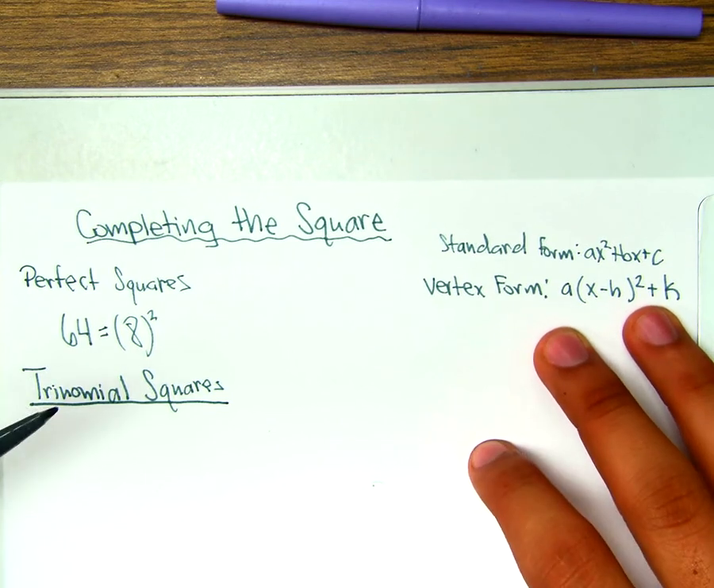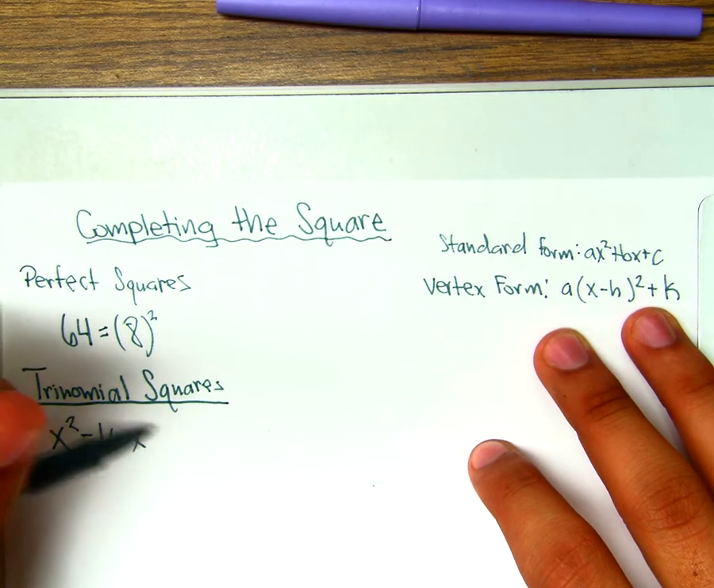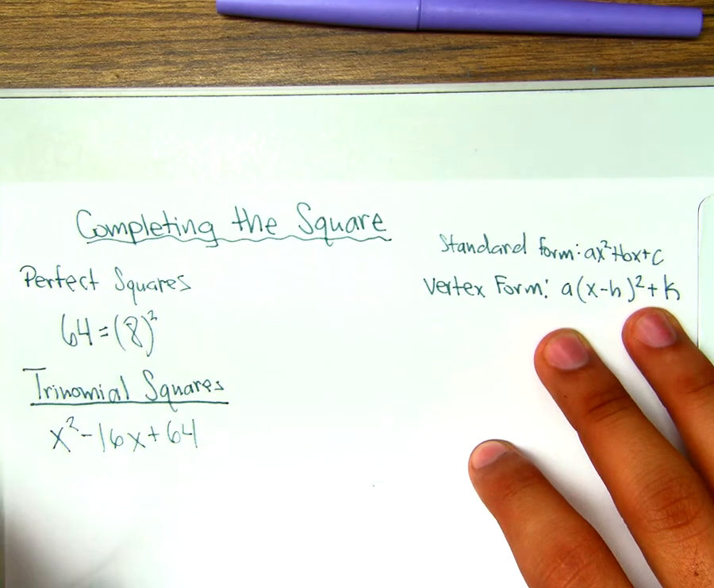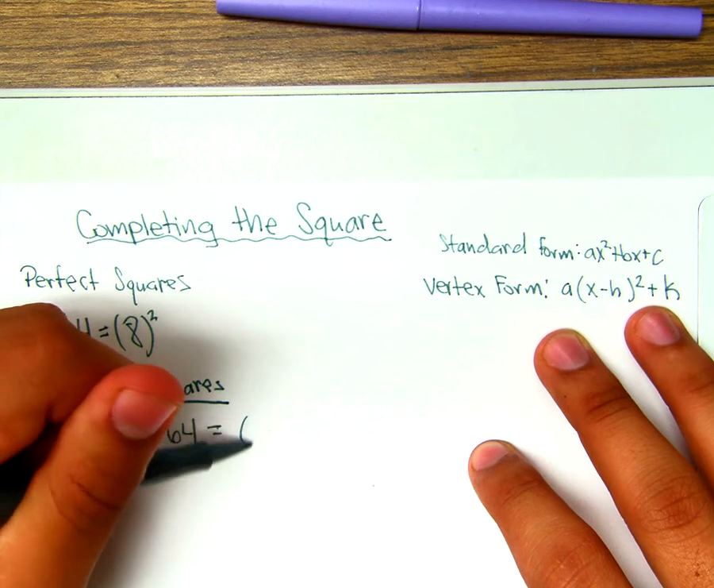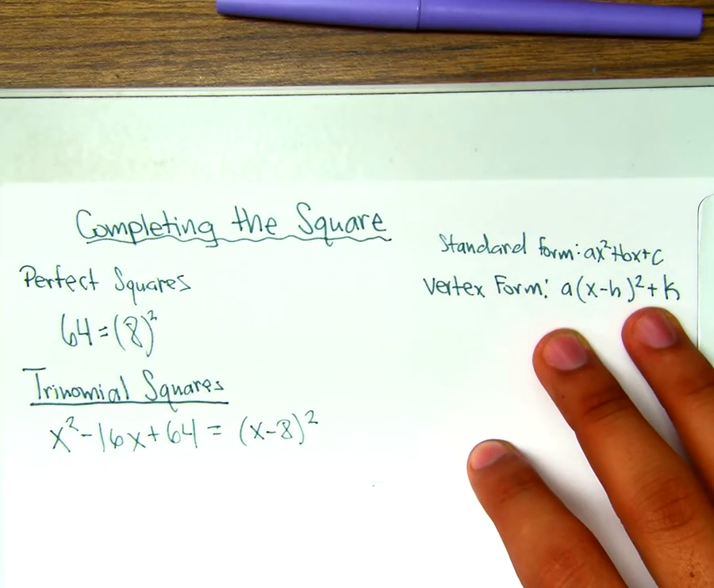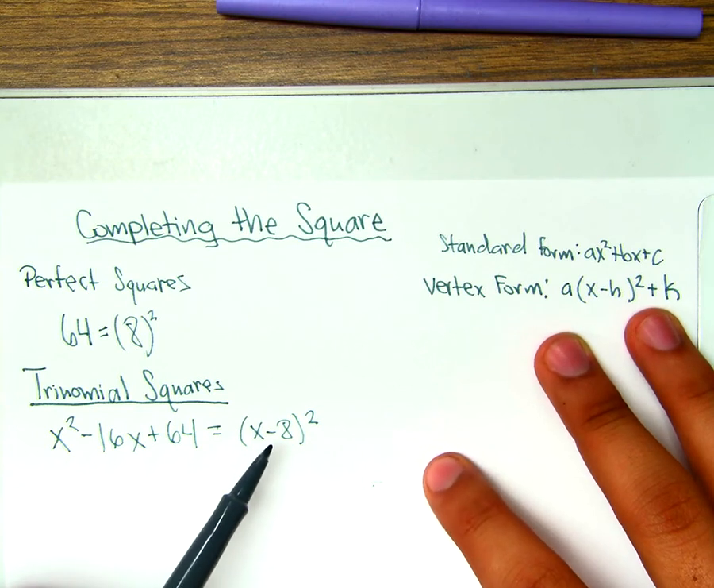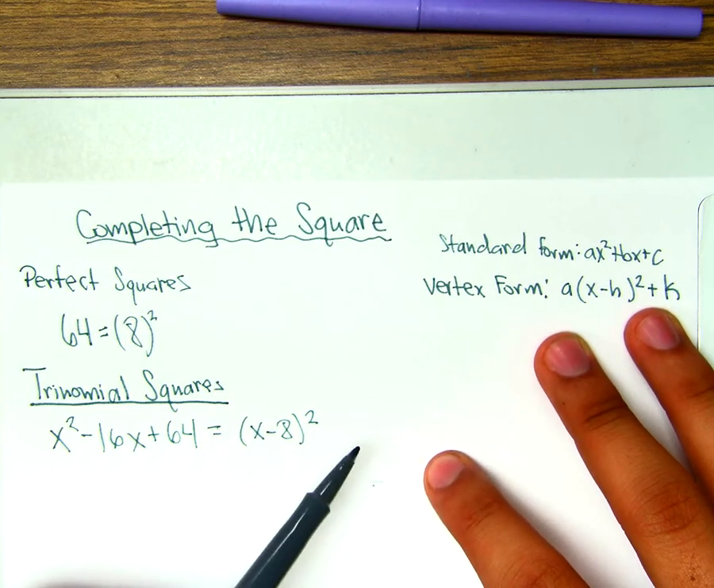So now, we're going to talk about trinomial squares, alright? So this right here is a trinomial square. This is the binomial x minus 8 squared. Okay? Can you make the connection? You get a trinomial square when you have a binomial multiplied by itself. So this is x minus 8 times x minus 8.